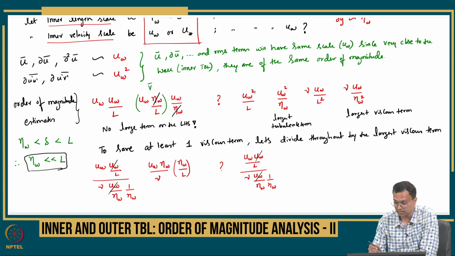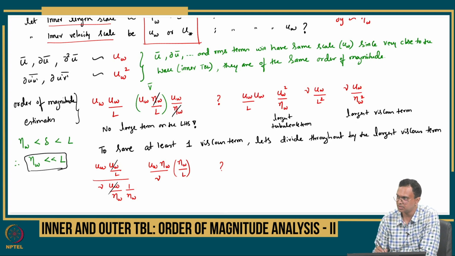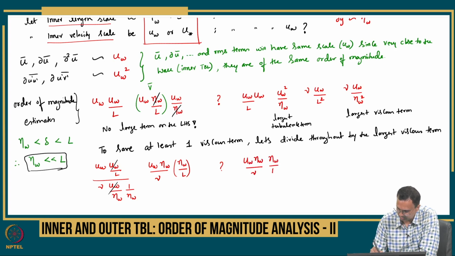Actually this term, it's interesting here. You see, this particular term, its UW square, is nothing but the same as the left hand side term, right? So I don't need to do this. This is nothing but your UW by L, which is the left hand side term. So I would get the same here. So now we are seeing that one of the turbulence terms is also the same as the left hand side acceleration term. So I get the same UW eta w by nu and then eta w by L ratio.